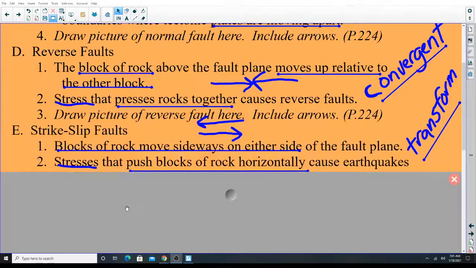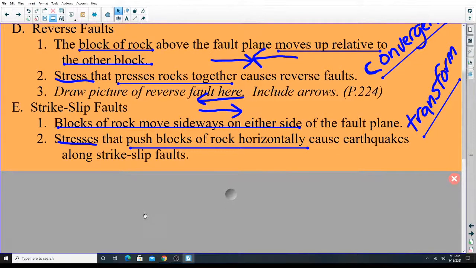And then the last type of fault is this one right here. It is a strike-slip fault. Well, a strike-slip fault is where they try to slide past each other. Not away from each other, not towards each other, but past each other. They push by each other horizontally.